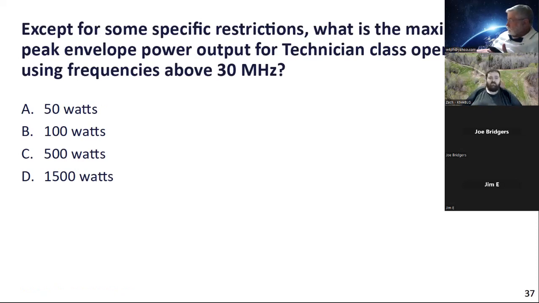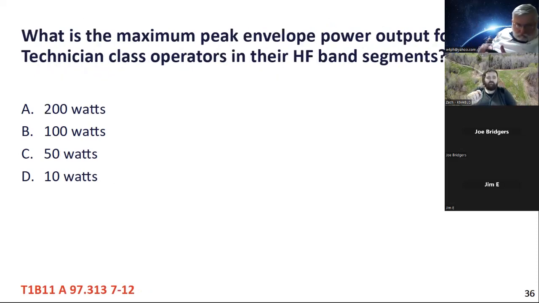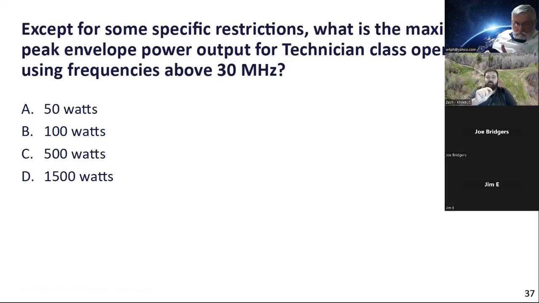So except for some specific restrictions, what is the maximum peak envelope power for technician class operators using frequencies above 30 megahertz? Anyone? So that one's going to be answer D, 1500 watts. The key word in both of these, I'll go back here, well, that says HF, but HF is anything below 30 megahertz. This one says above 30 megahertz. So another good example of where you need to read the questions really, really well and make sure you understand the elements of what it's asking there.